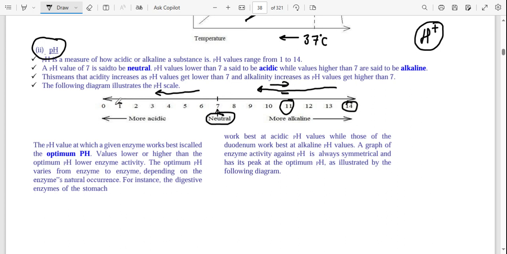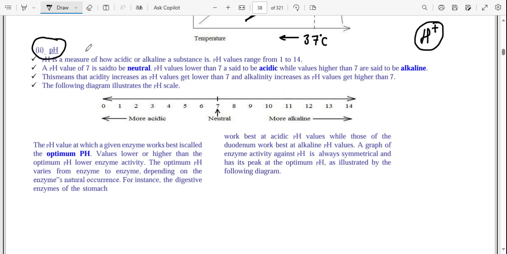So a pH of 1 and a pH of 4, which one do you think is going to be a stronger acid? Between a molecule with a pH of 1 and one with a pH of 4. Very good, pH of 1.